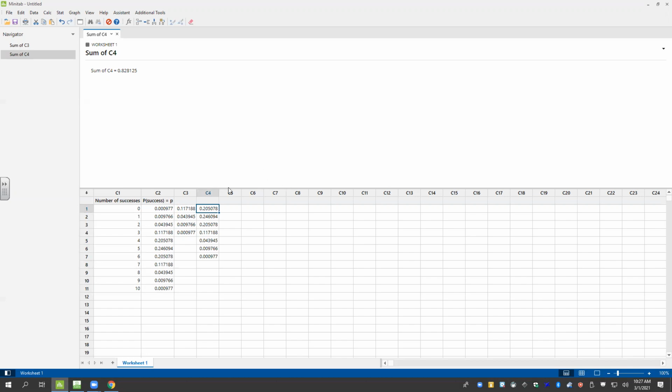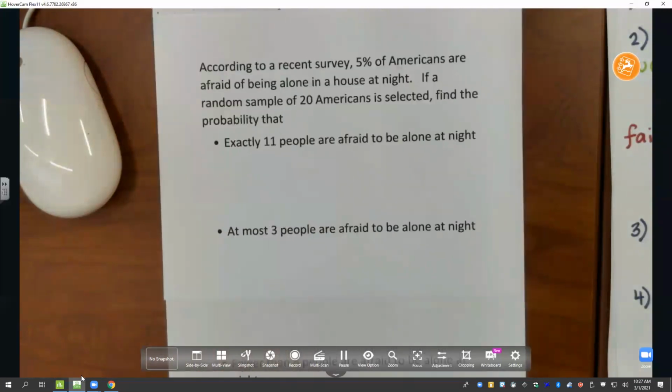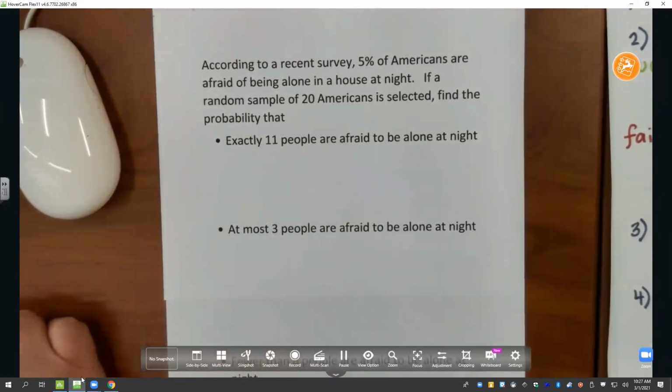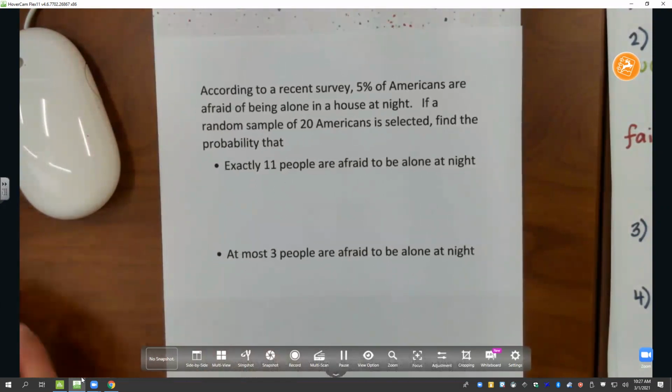And we'll think about, again, is it a binomial? I want to go through that again with you. Okay, this one says, according to a recent survey, 5% of Americans are afraid of being alone in a house at night. If a random sample of 20 Americans is selected, find the probability that, and then it gives us several questions.